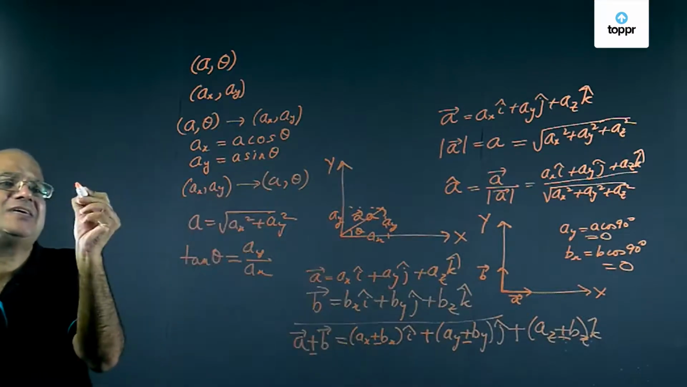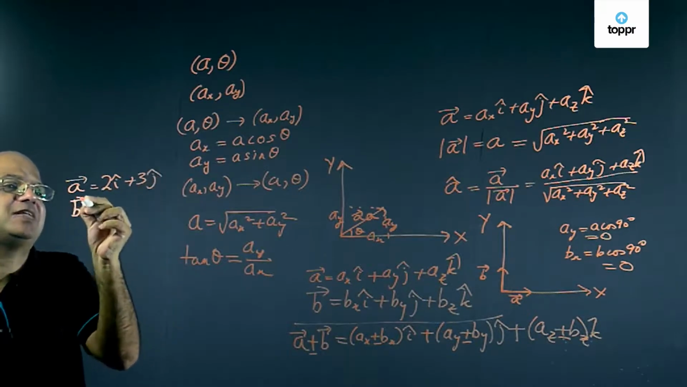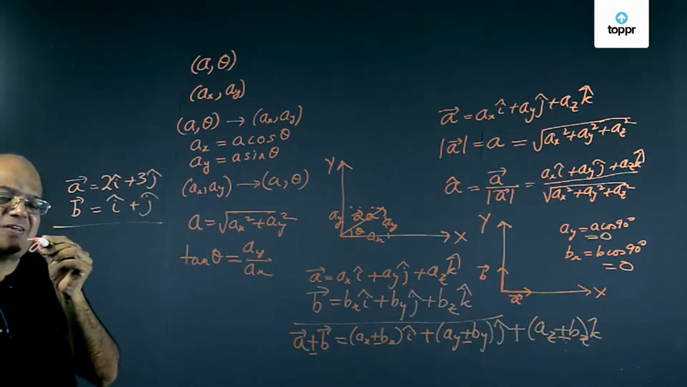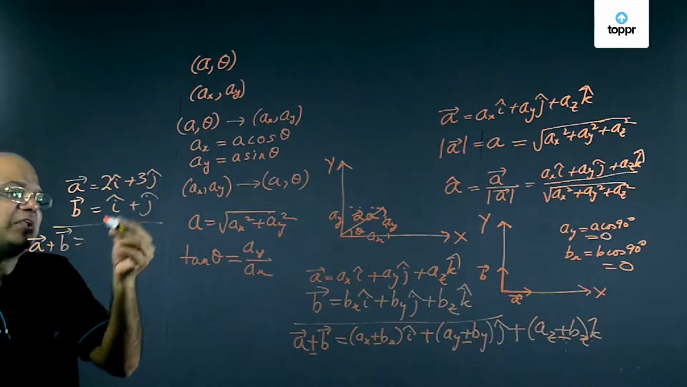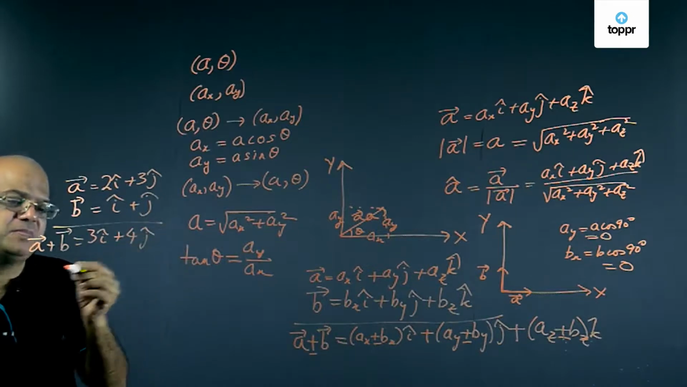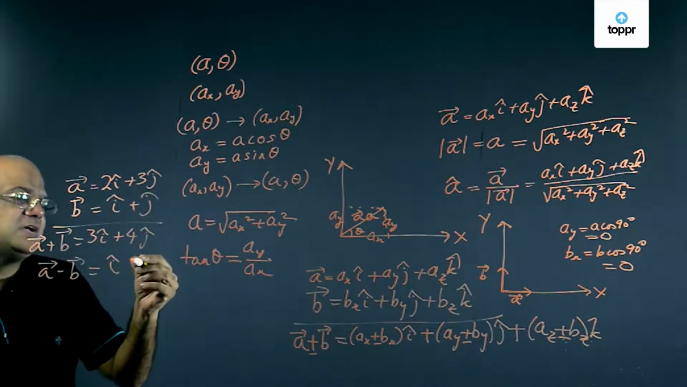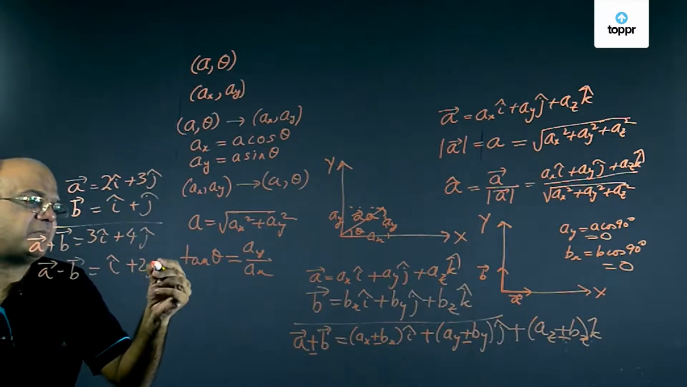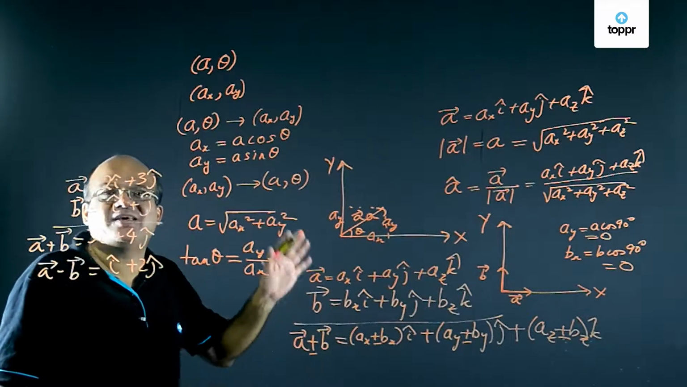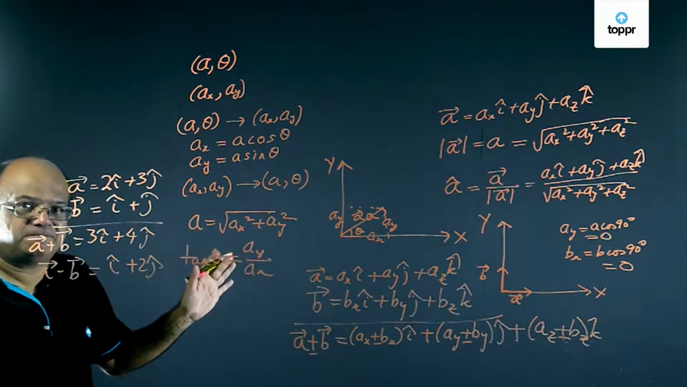Now adding and subtracting vectors using components is very easy. A vector is say 2i cap plus 3j cap, and B vector is i cap plus j cap. So what will be A vector plus B vector? Just add the x components, 3i cap, just add the y components, 4j cap. And what will be A vector minus B vector? 2 minus 1 i cap, 3 minus 1, 2j cap. So adding and subtracting vectors using components is very easy. The components are independent of each other.